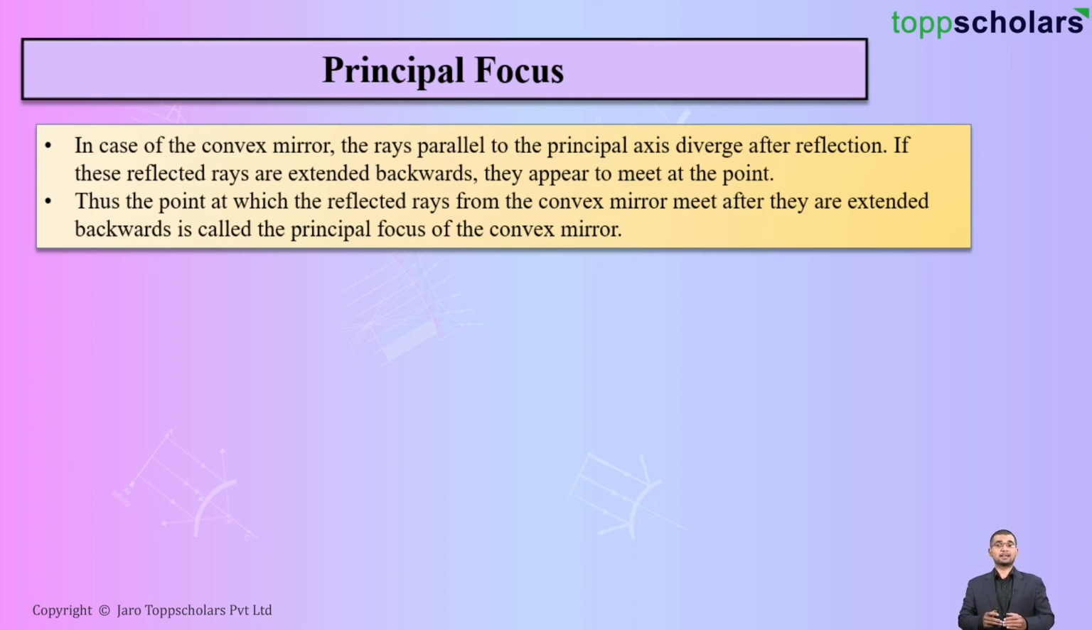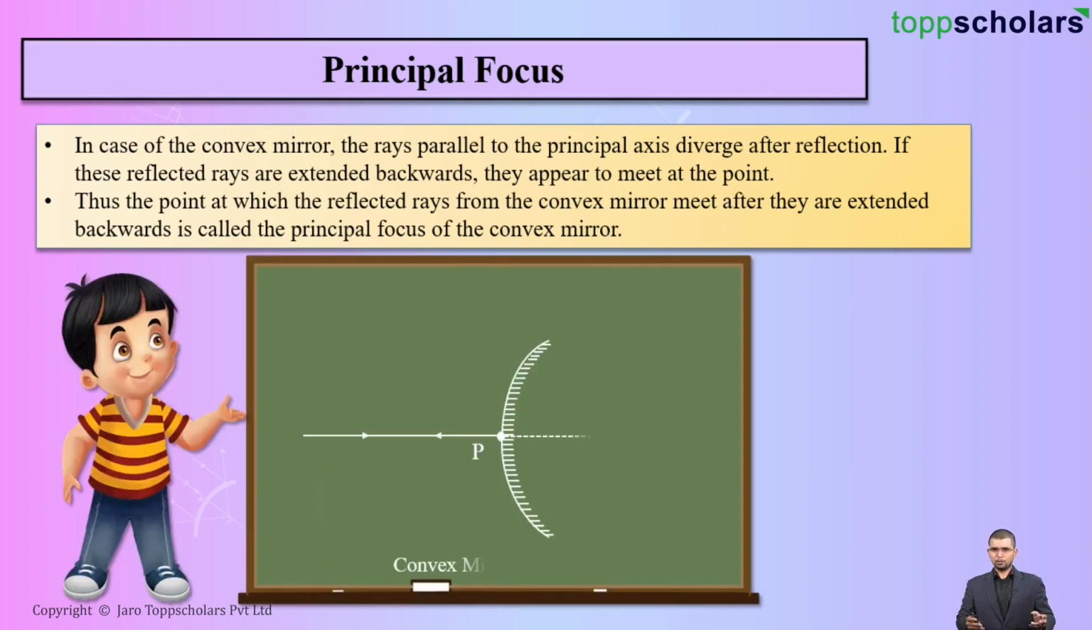If these reflected rays are extended backwards, they appear to meet at a point. This point at which the reflected rays from the convex mirror meet after they are extended backwards is called the principal focus of a convex mirror. Let's understand this with the ray diagram. Suppose this is your convex mirror. Students, what do you mean by capital P? It is the pole of the convex mirror. Now consider parallel light rays from the sun. As per the definition, after reflection, they will be diverged, because a convex mirror is also known as a diverging mirror.